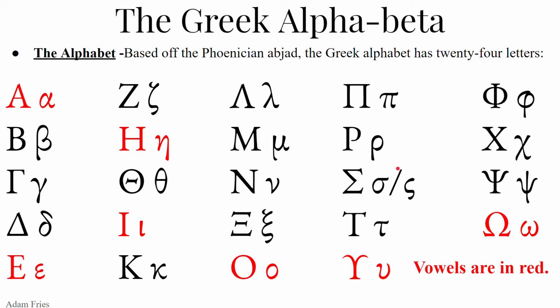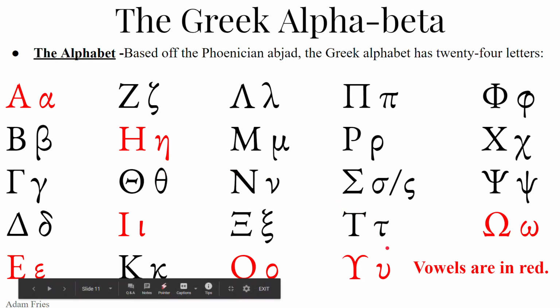Sigma, here's sigma, the capital. There's the initial and medial form, and here's the final form. So when sigma is the last letter of a word, it looks like this. Tau, tau is pure T, no aspirate. So that would be theta if it has an aspirate, tau, no aspirate. Upsilon, it's an oo sound.